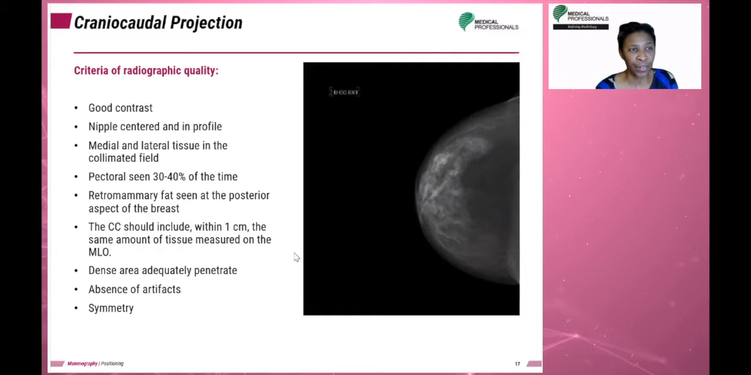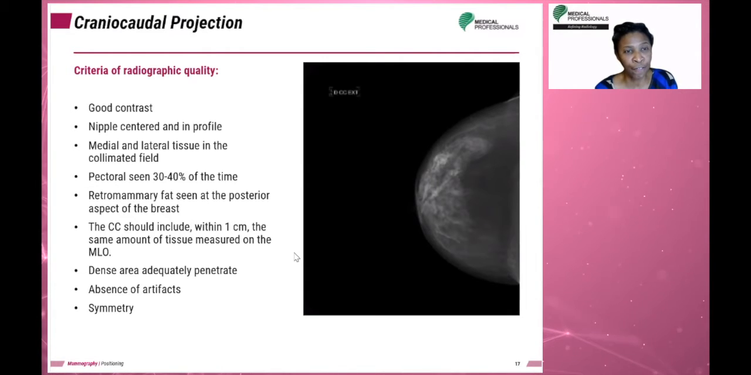So the criteria, once you have imaged your breast in your CC projection: make sure that you have good contrast. It shouldn't be looking washed out. You need to have nice, sharp, defined details. The nipple should be centered. If the nipple is not centered, typically the nipple is going to point in the direction of the missed breast tissue, so you can check if you're missing breast tissue on your radiograph using that criteria.